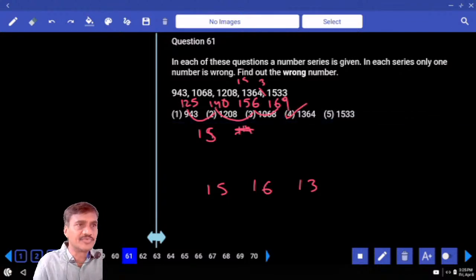1364. And difference of these numbers must be 15 in the alternate or else. Now 125 can be written as 11 square plus 4. Next one, how do we write it?